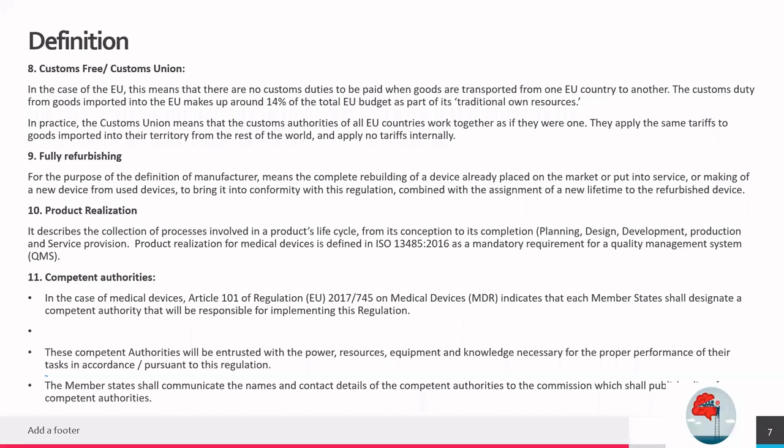So these competent authorities will be entrusted with power, resources, equipment, knowledge, even financial resources, for the proper performance of their tasks in accordance with this regulation. The member state shall communicate the names and contact details of the competent authorities to the European Commission, which shall publish the list of competent authorities. Okay, you should know this, at least the basics. Next.